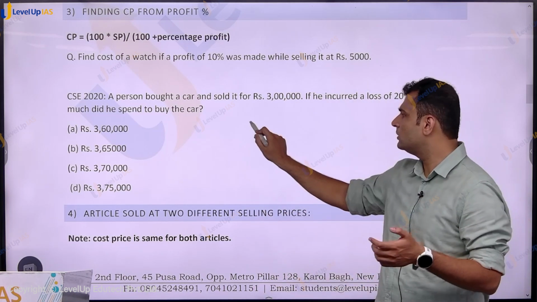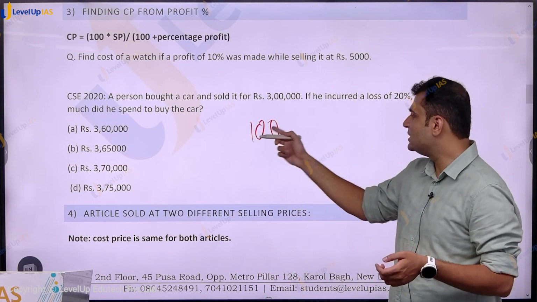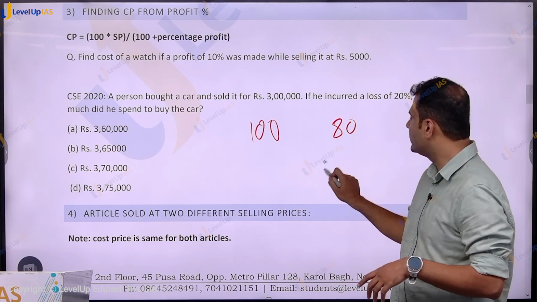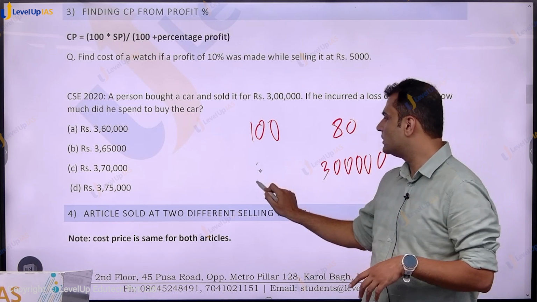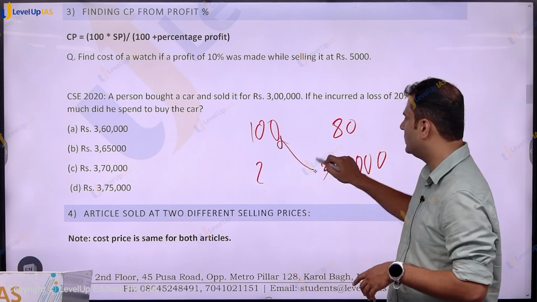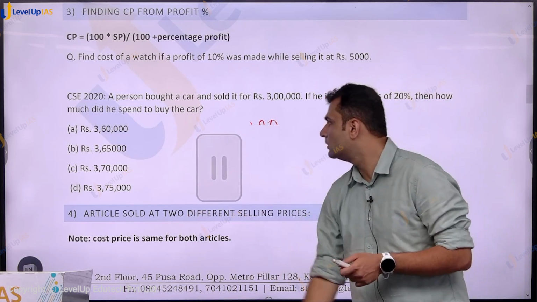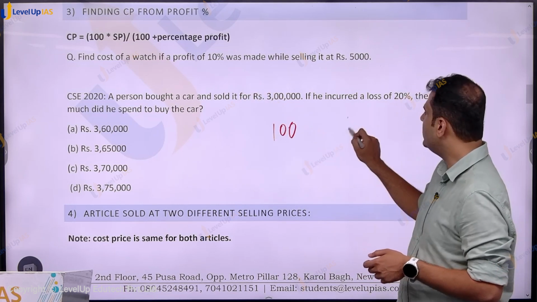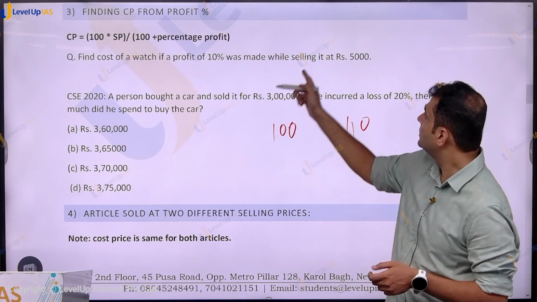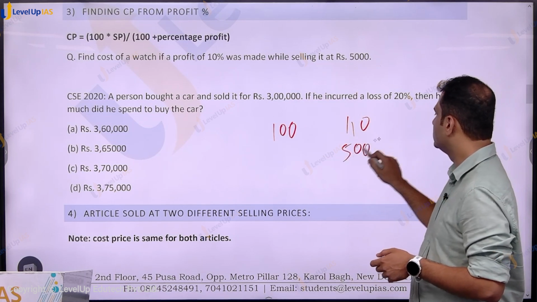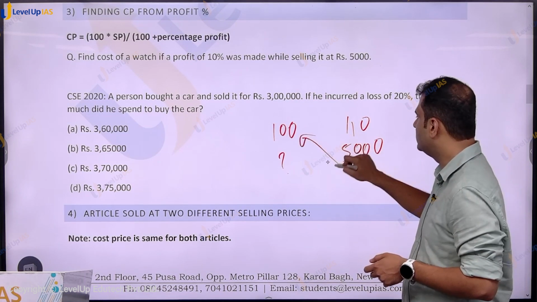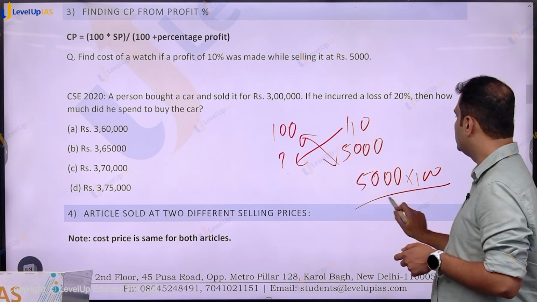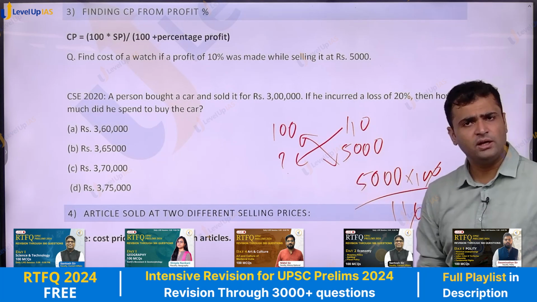I'll again repeat it once more. 20% loss meaning if CP is 100, SP is 80. That is what 20% loss will mean. And what we are given? 3 lakh is SP. So what is the CP? That is something we find out, and cross product is the same. If the same method is to apply here, we have 10% profit. So meaning if CP is 100, this is SP. And what we are given? Selling price is 5,000. So what is CP? That is what is asked. So this into this is equal to this into this. So 5,000 into 100 divided by 110. So we divide and find out the answer.